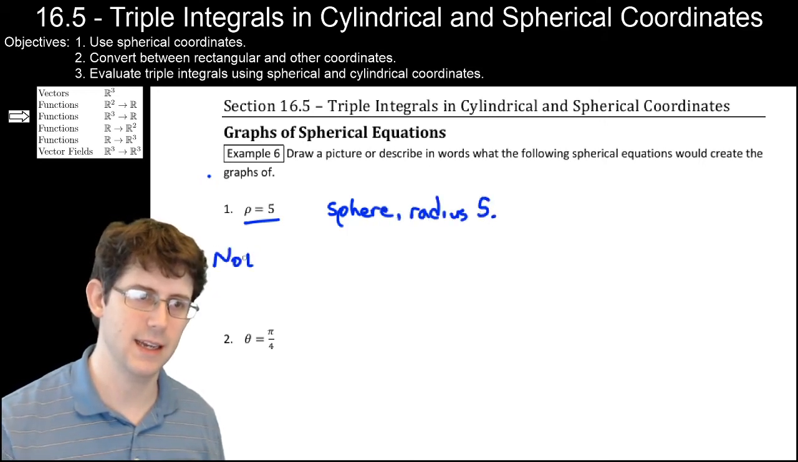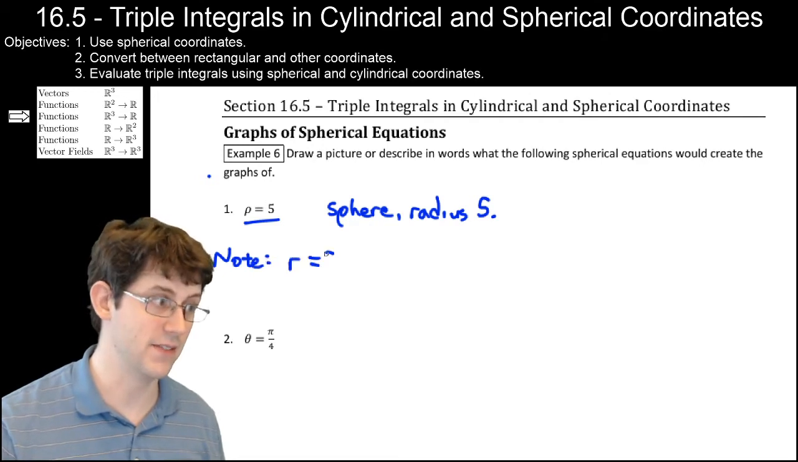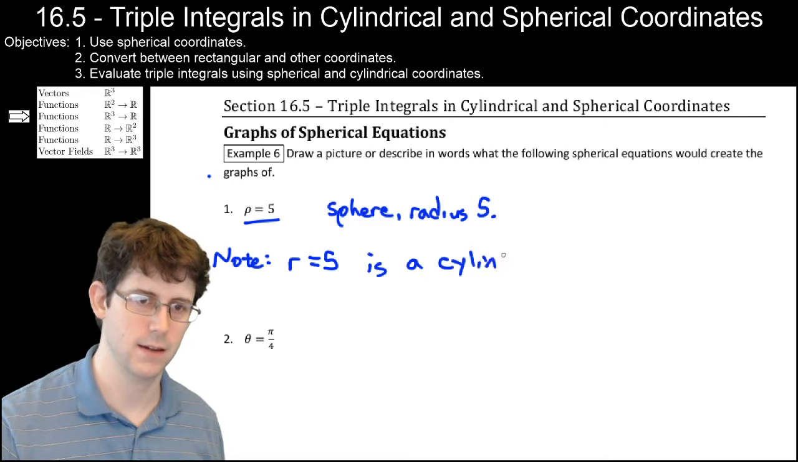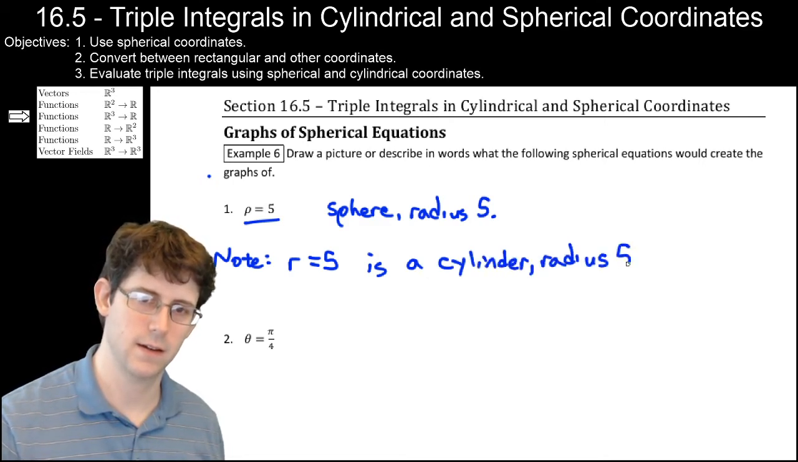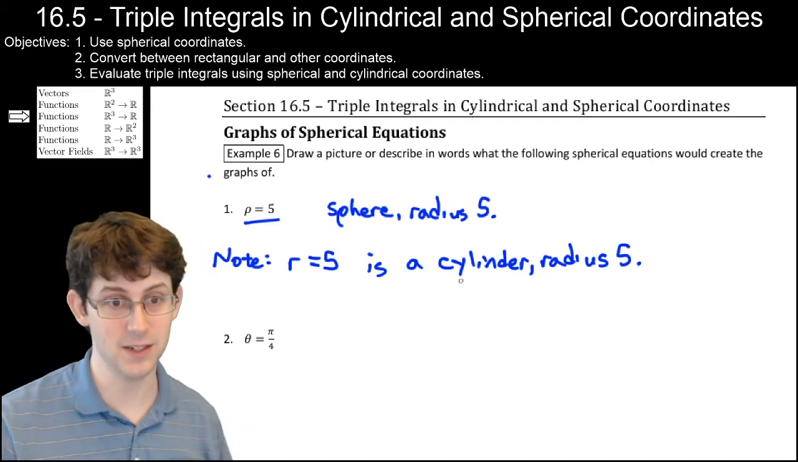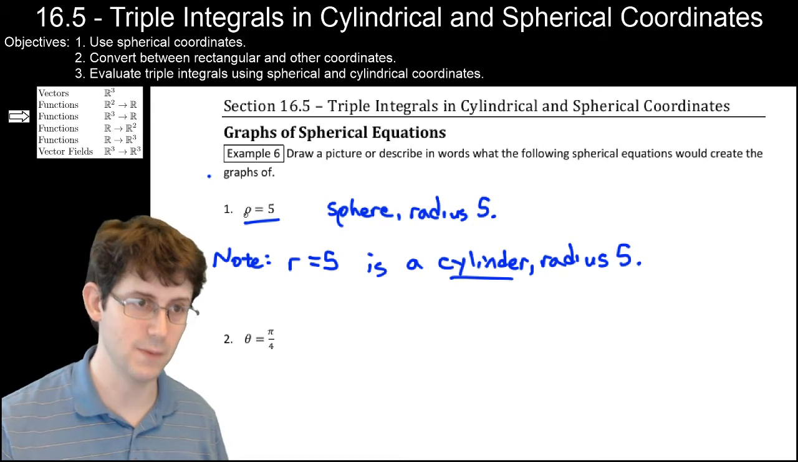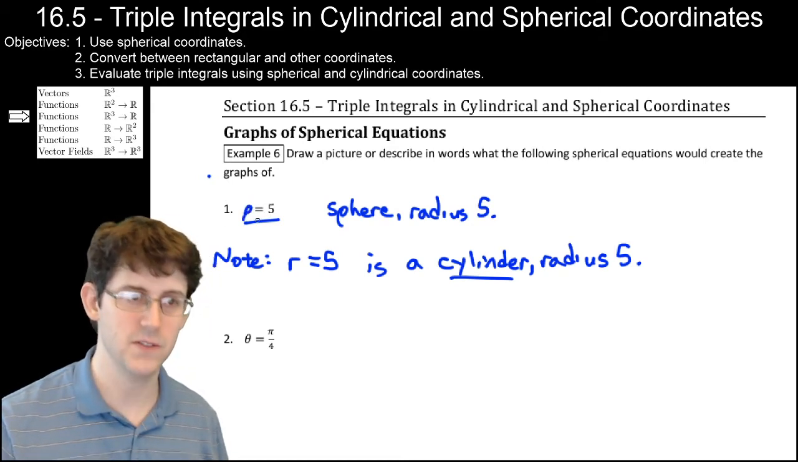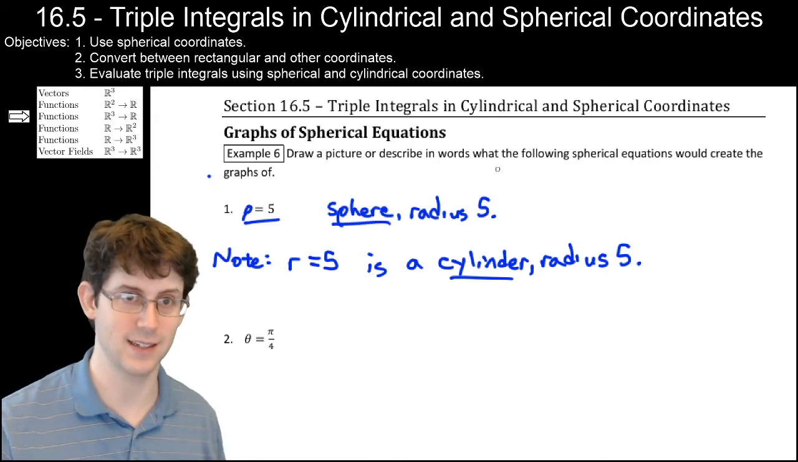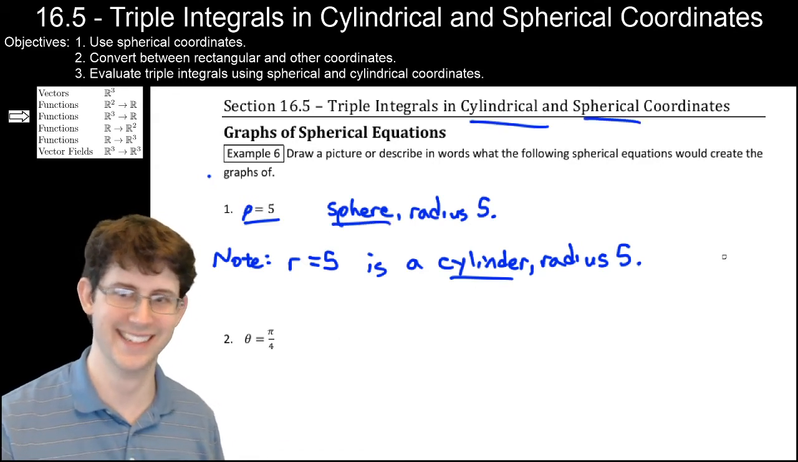Notice that if you instead said r is 5, that's a cylinder of radius 5. So if you pick the radius in cylindrical coordinates and just set it to a number, you get a cylinder. If you pick the radius, remember this is a Greek rho, in spherical coordinates and give it a number, you get a sphere.